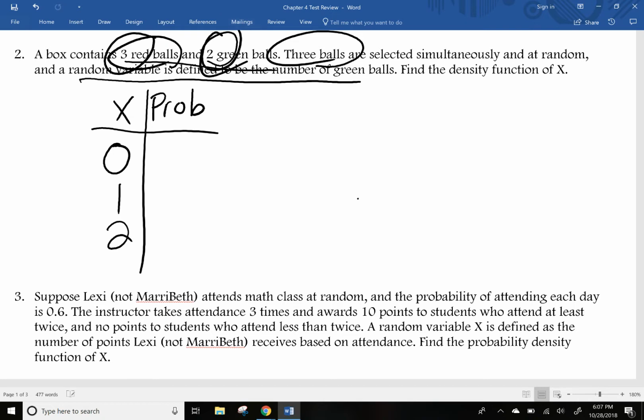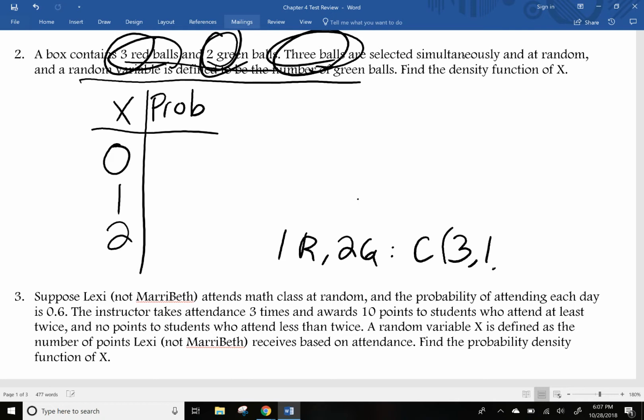And then lastly, 2 green. So 2 green comes if you choose 1 red and 2 green, because remember, you're choosing 3 to begin with here. So combination, there are still 3 red to pick from. You're picking one of them, and then multiplying it with a combination of 2 green to pick from, and you're picking both those greens. So this should be 3 times 1, which is just 3. So the probability for 2 would be 3 out of 10.